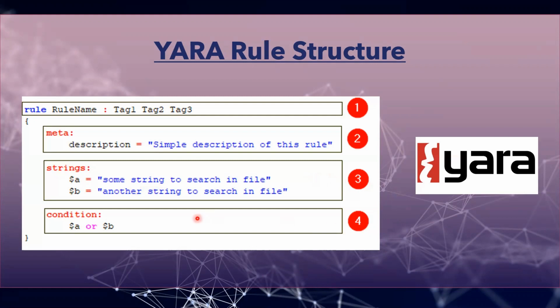And section 4 is the condition section. Let's just suppose you want to check this rule against just PDF files, you can define that condition in this section.